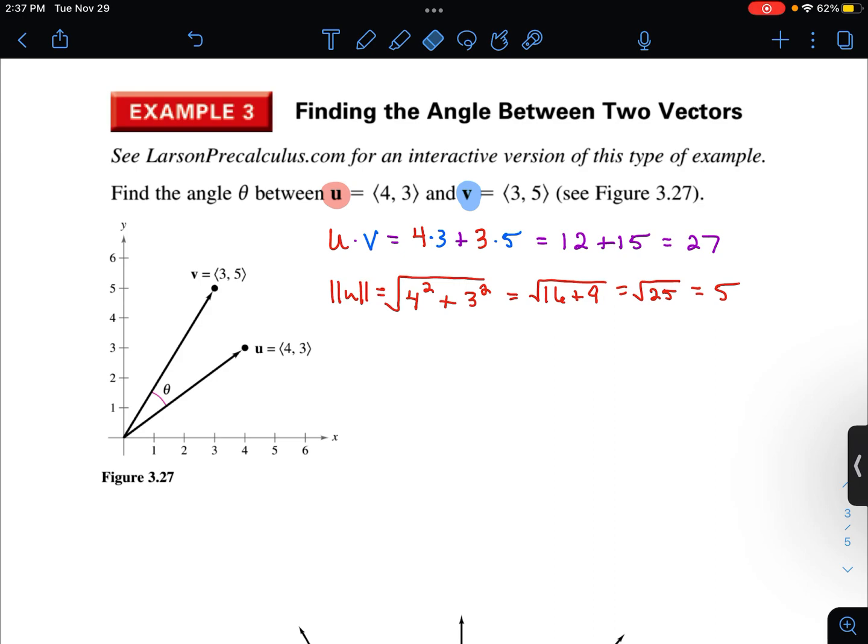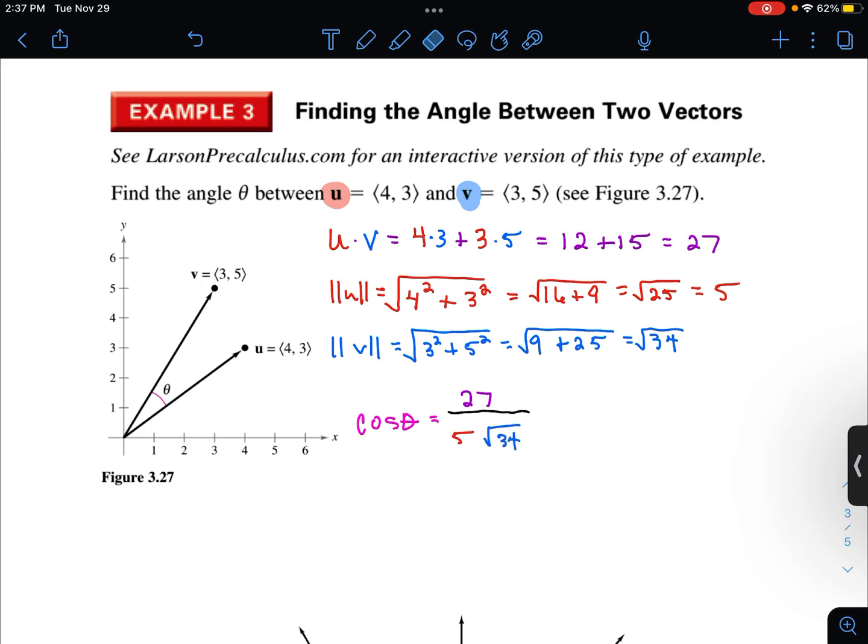Now we'll look at the magnitude of vector v using the same formula. We've got the square root of 3 squared plus 5 squared, or the square root of 9 plus 25, or the square root of 34. So we're just going to plug in the numbers where those symbols are in our formula, which gives us that the cosine of theta would be 27, the dot product of u and v, all over our magnitude of u, which is 5, and our magnitude of v, which is the square root of 34.